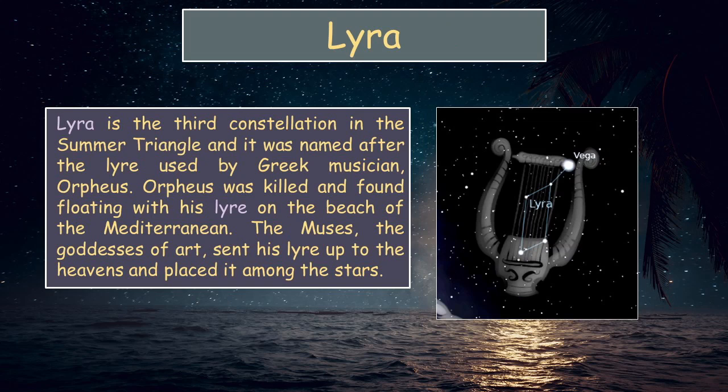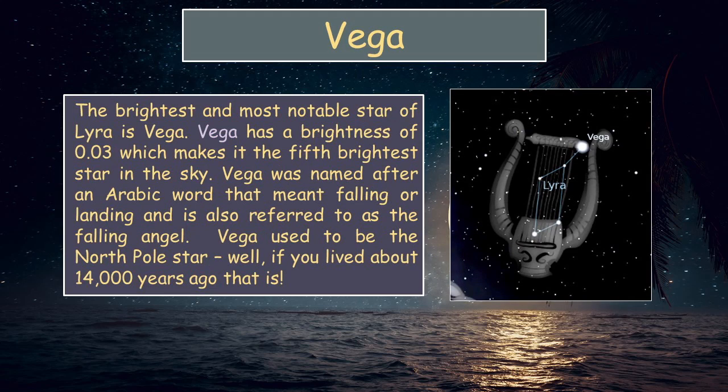Lyra is the 3rd constellation in the summer triangle, and it was named after the lyre used by Greek musician Orpheus. Orpheus was killed and found floating with his lyre on the beach of the Mediterranean. The Muses, the goddesses of art, sent his lyre up to the heavens and placed it among the stars. The brightest and most notable star of Lyra is Vega.